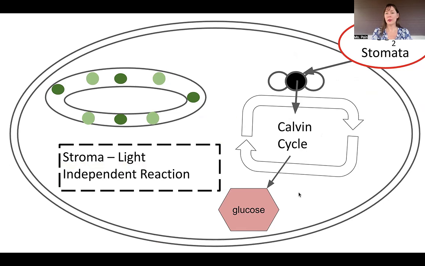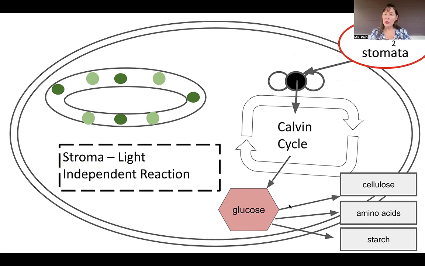That glucose will then get turned into cellulose to make the plant cell walls. It'll get turned into amino acids. It will get turned into starch, as well as all of the other macromolecules inside of the plant, with a little help of the fertilizer that's coming up from the water in the xylem.